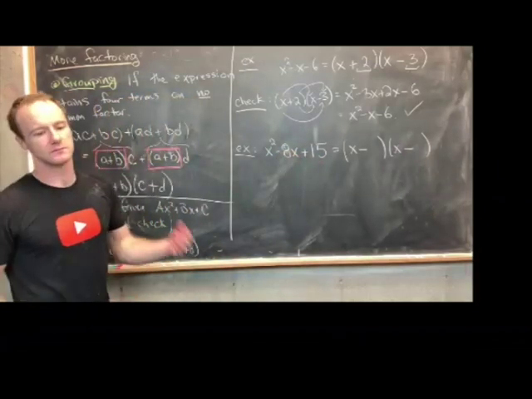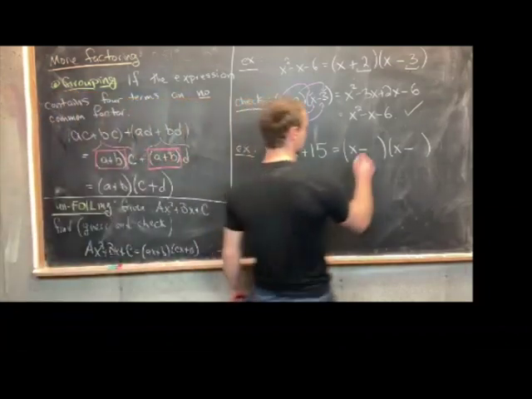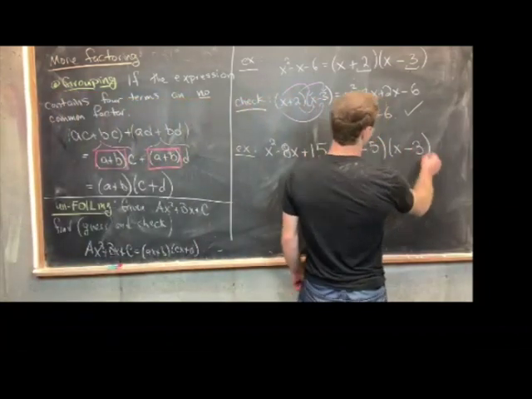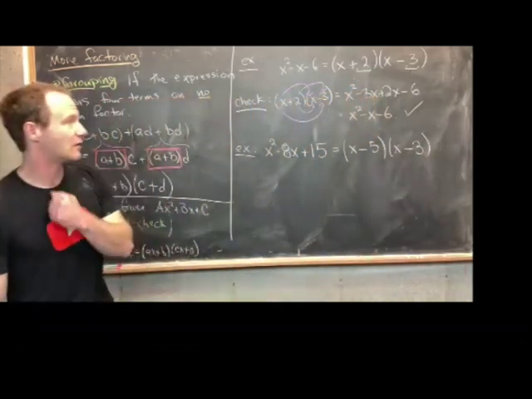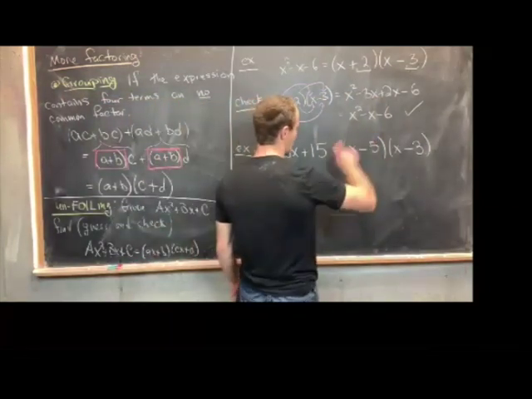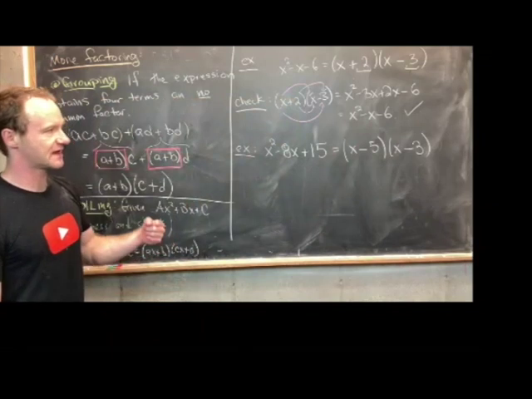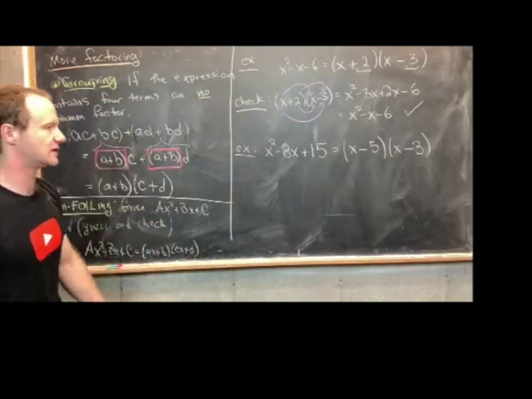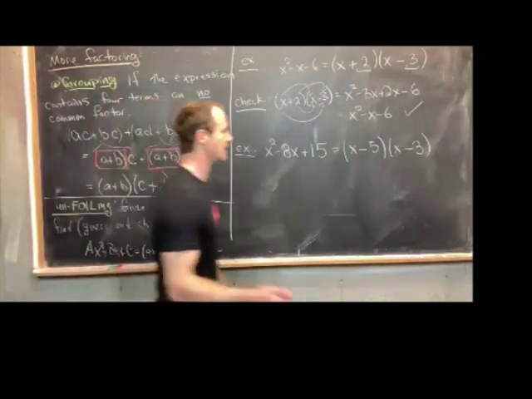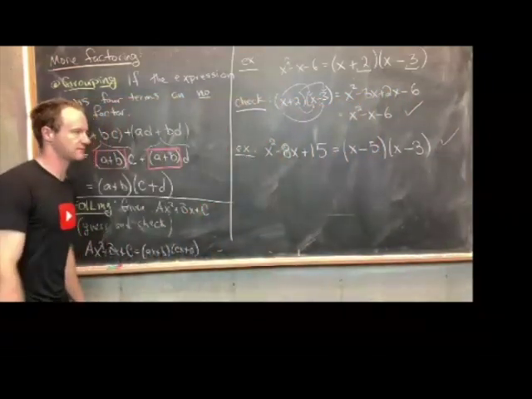We see, hopefully quickly, that that's 5 and 3. So we've got x minus 5, x minus 3. And now we could check this the same way. Notice we could FOIL it out. We'll get x squared minus 5x minus 3x plus 15. So that -5 times the -3 gives you that plus 15. And so in the end, this will achieve the correct factorization.